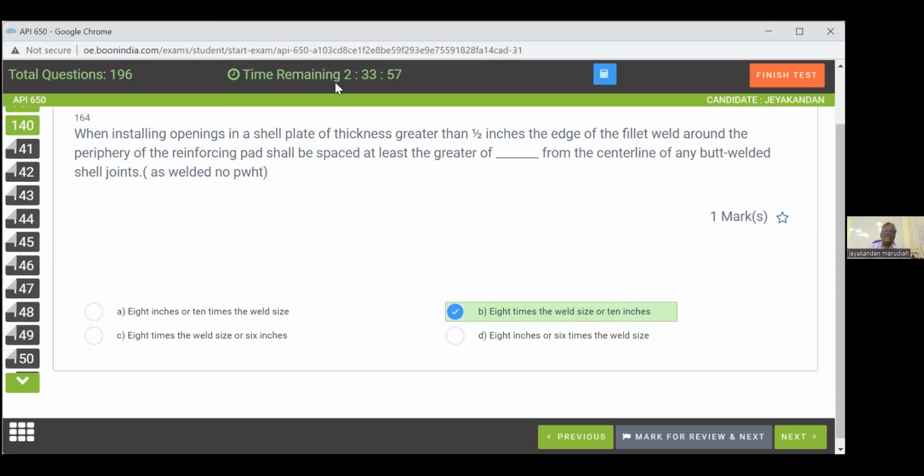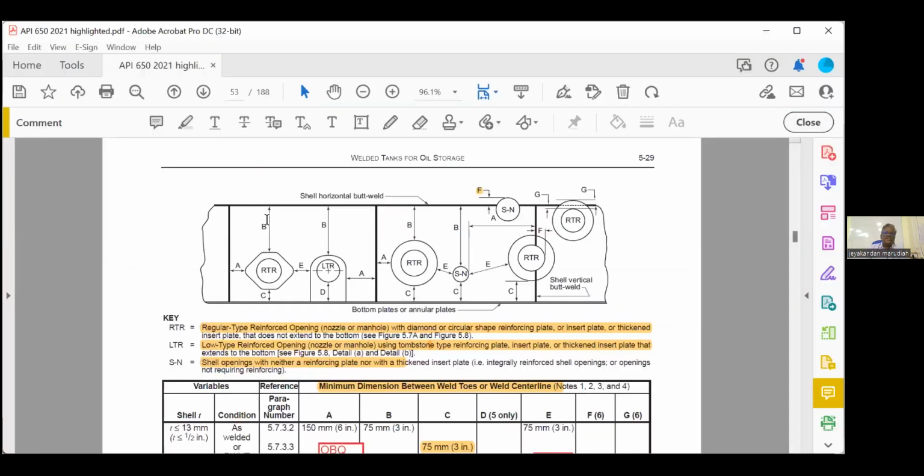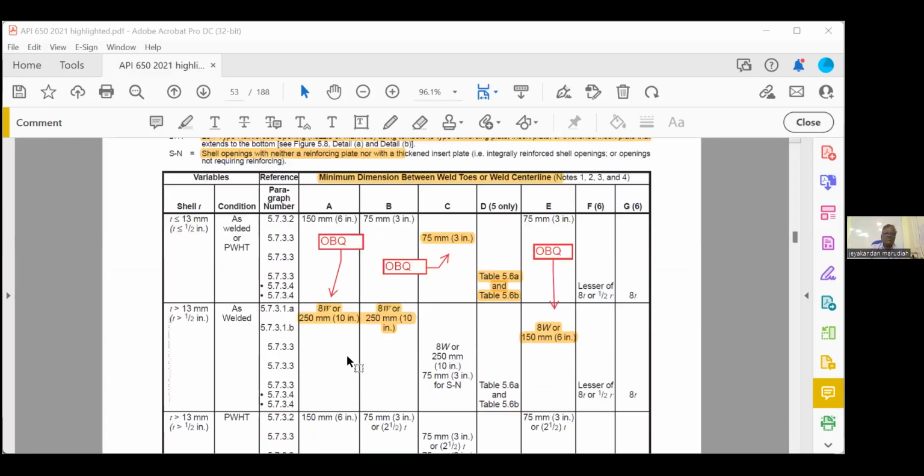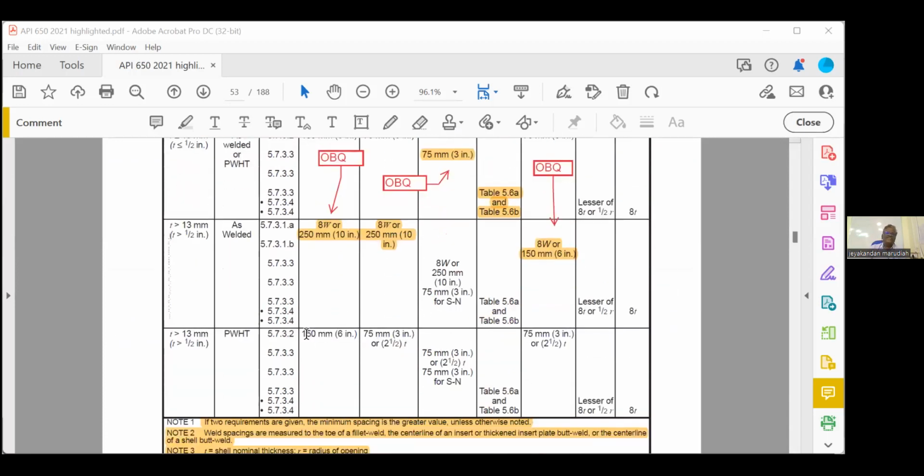Okay. So if it is a longitudinal butt weld, that is A. Circumferential, it is B. See this drawing, see the sketch. A and B both have the same value only. That is the answer. But if it is post weld heat treated, the answer will change. If you see PWHT, A should be 6 inch, B should be 3 inch or 2.5 inch.